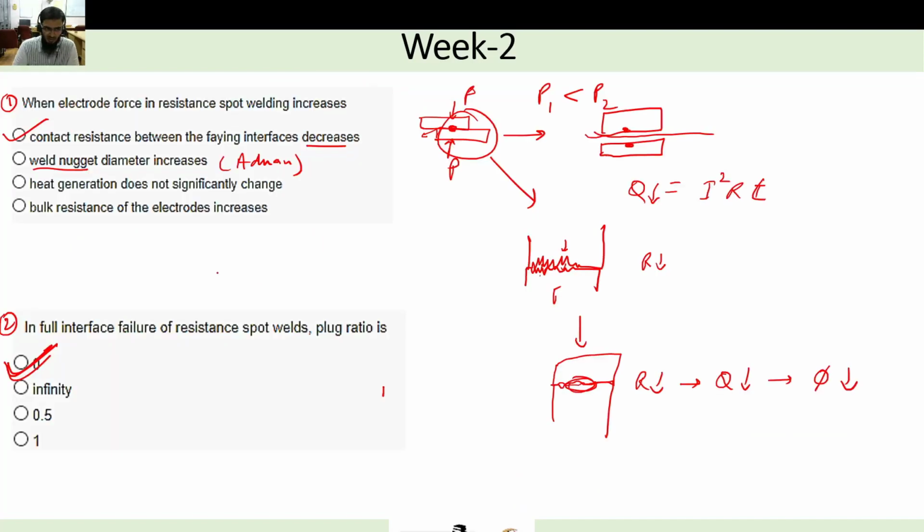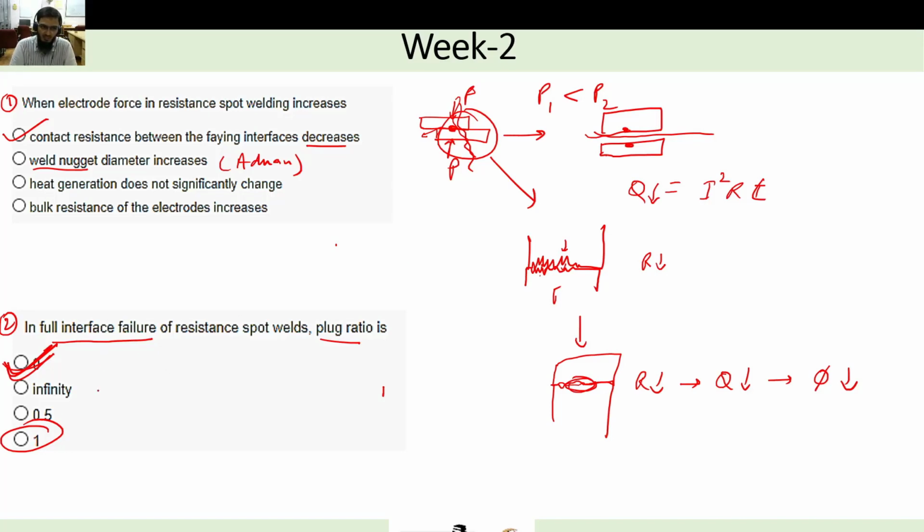So in case of full interface failure, the plug ratio is 0. And if the weld is intact, meaning there is no failure in the weld, but there is failure across the base material, like your material itself got failed, in that case the plug ratio will be 1. It means your weld is intact and the failure is happening through the material. So in that case, the plug ratio will be 1.